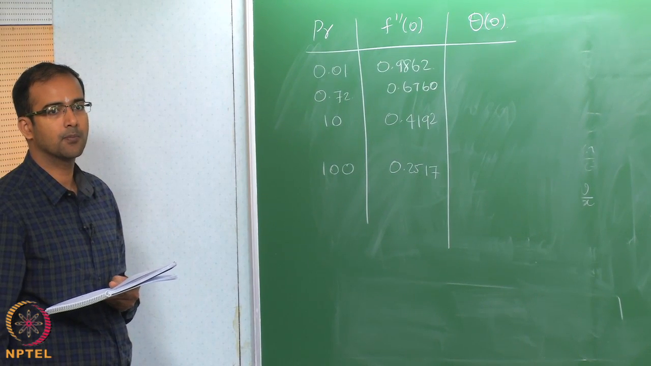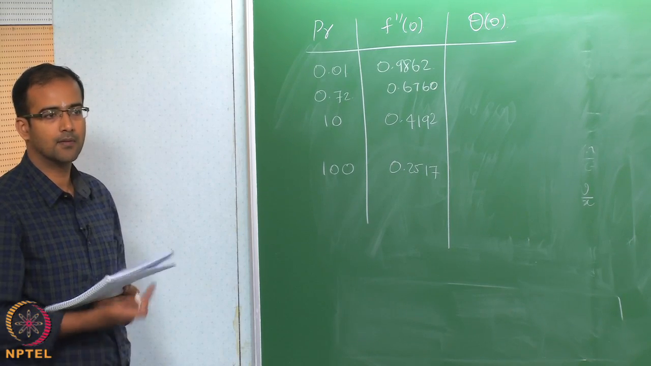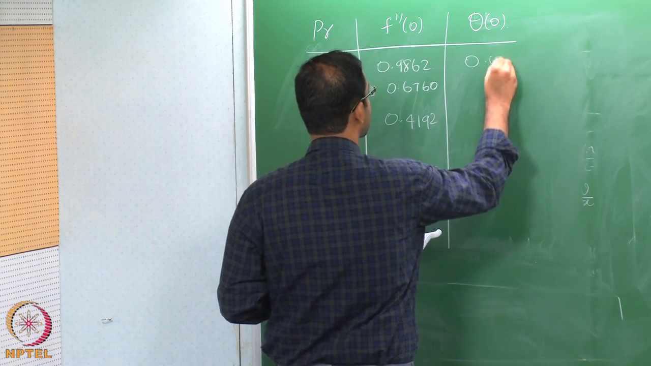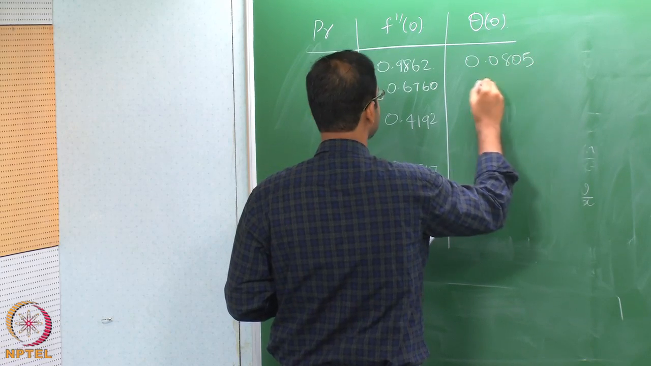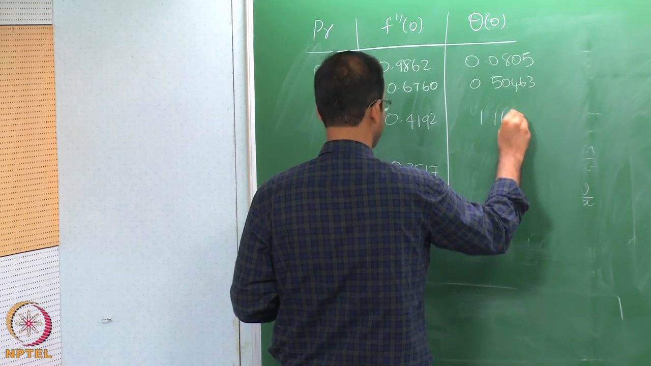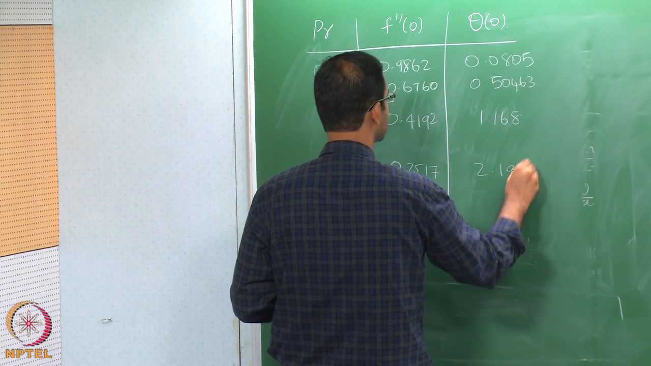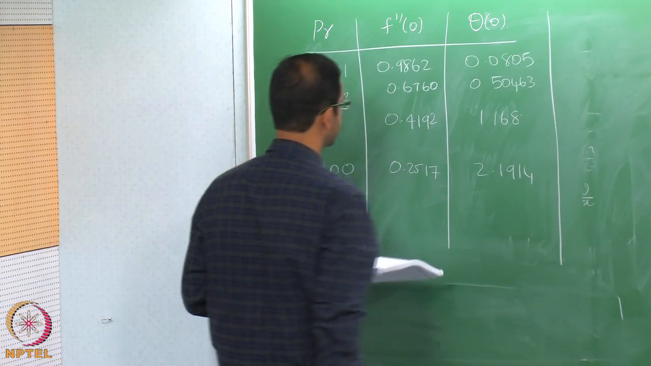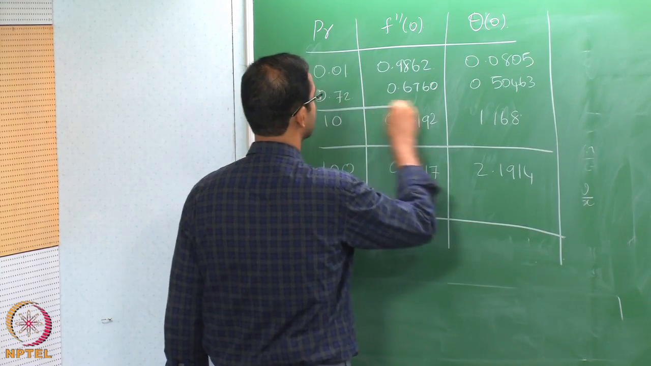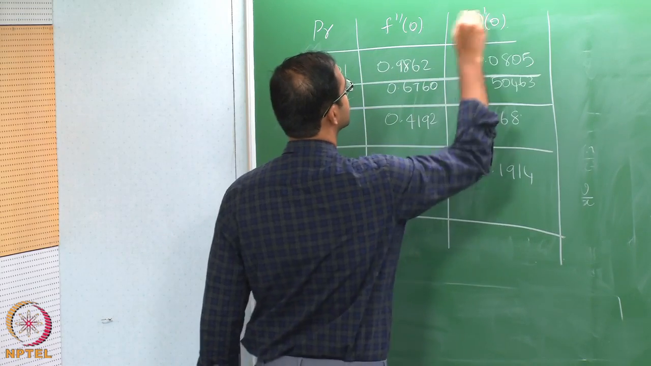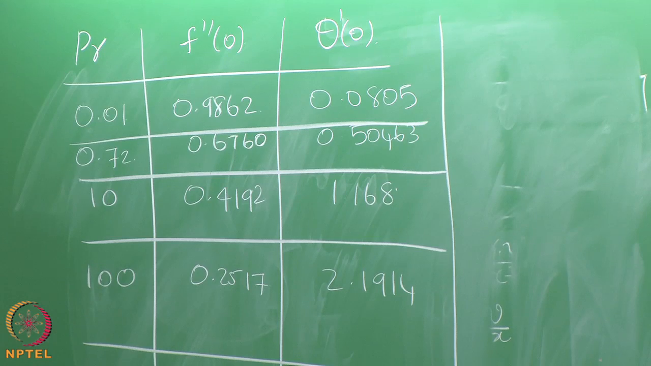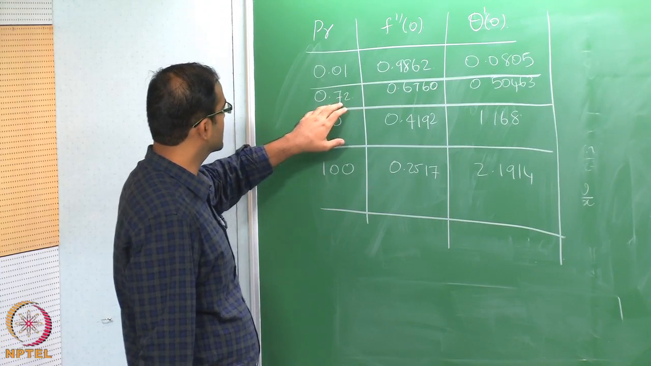That value was simply 0.332. So here you have a function of Prandtl number, because it is coupled with the energy equation. So, the corresponding values of temperature gradient, sorry, this will be theta dash. So you have the corresponding values here, you can just compare for your understanding. Approximately this is close to Prandtl number 1.